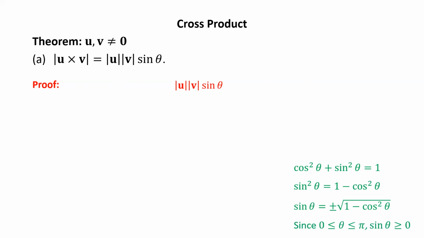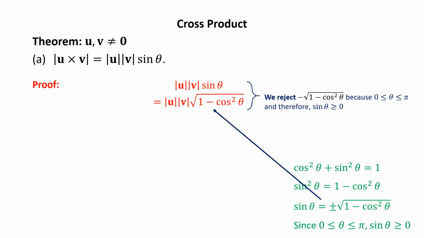Now remember that when we're talking about the angle between two vectors, we are always taking the angle that is between 0 and pi, and therefore the angle is in either the first or second quadrant, so sine theta must be non-negative. Okay, so that means we can replace sine theta by just the positive square root of 1 minus cosine squared theta. Again, we reject the negative square root because theta is between 0 and pi, and therefore sine theta is greater than or equal to 0.